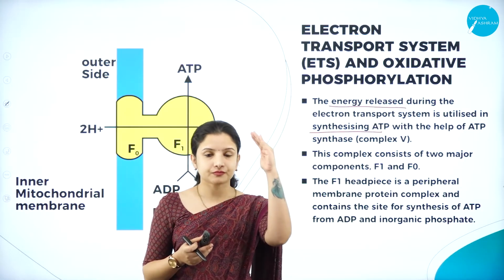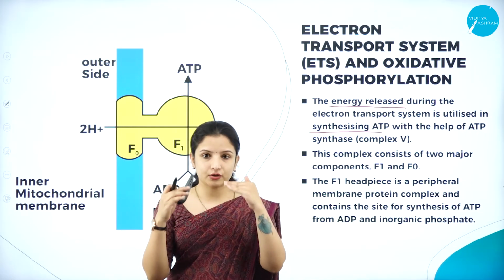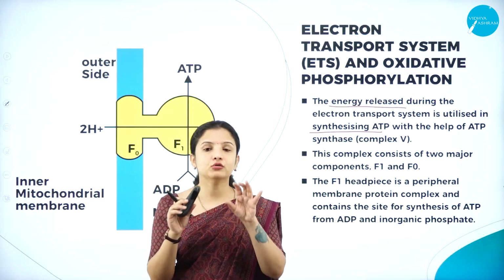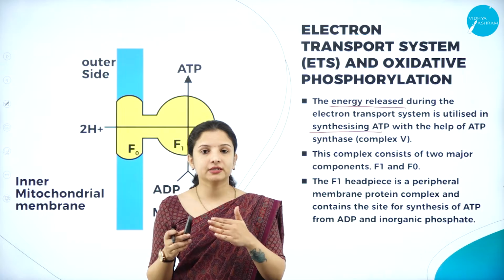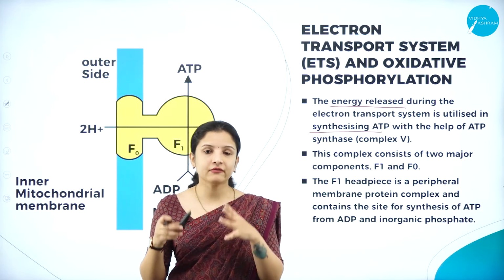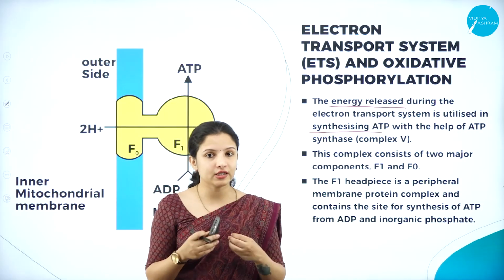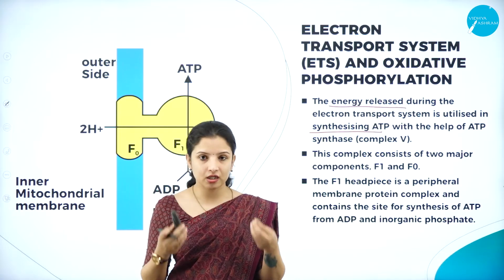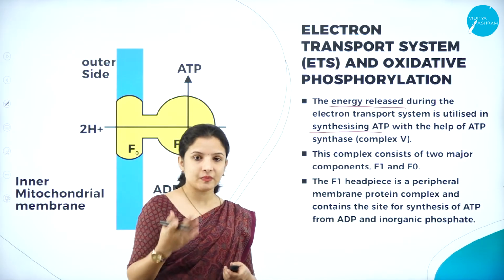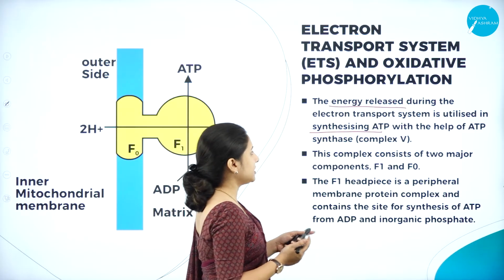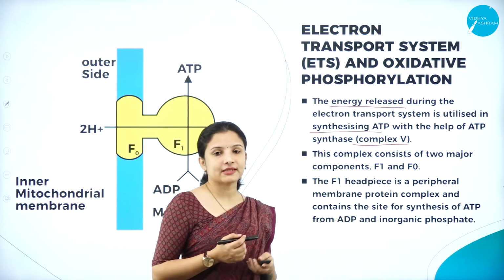What did I tell you? Electrons will travel through complex 1, and through complex 2, and those electrons will pool into complex 3. From complex 3 they will be carried into complex 4, and from complex 4 they will move into complex 5, wherein the ATP synthase enzyme is produced. That ATP synthase enzyme receives all the electrons, therefore it gets enough energy to allow the formation of ATP. So ATP synthase helps in the formation of ATP, which takes place in complex 5. And this complex consists of two major components, F1 and F0.